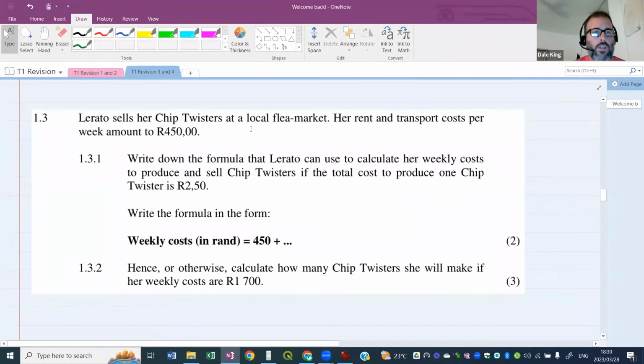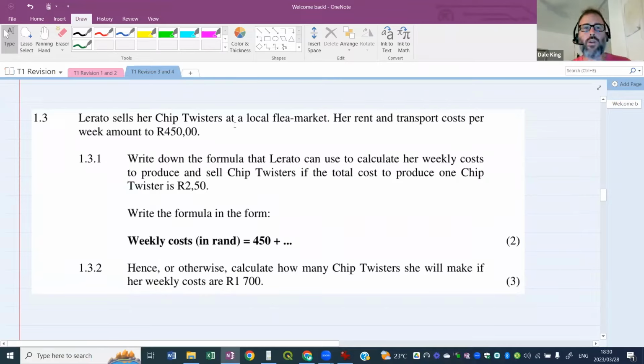Lorato sells her chip twisters at a local flea market. Her rent and transport costs per week amount to 450 Rand. So she's got a business where she's selling something at the flea market, and her business has got some expenses. We've got rent and transport costs, and they will come up to 450 Rand every week. Every week she goes to the market, she has to pay the market organizers a little bit of rent, and to get to the market, there are transport costs. So it costs her 450 Rand just to get there and set up her store. And she's selling chip twisters at the market.